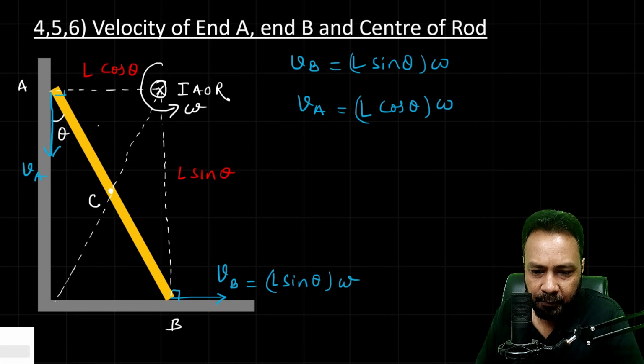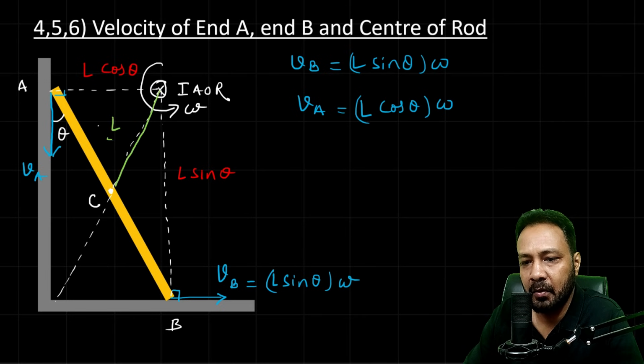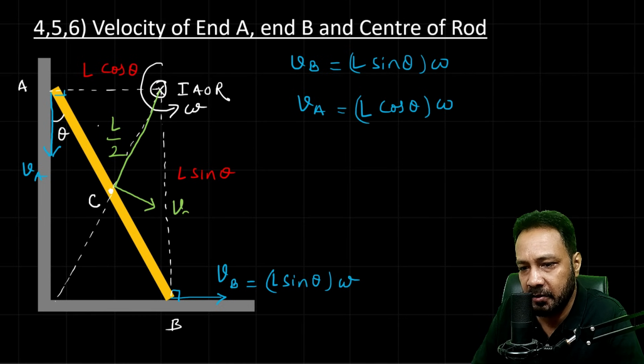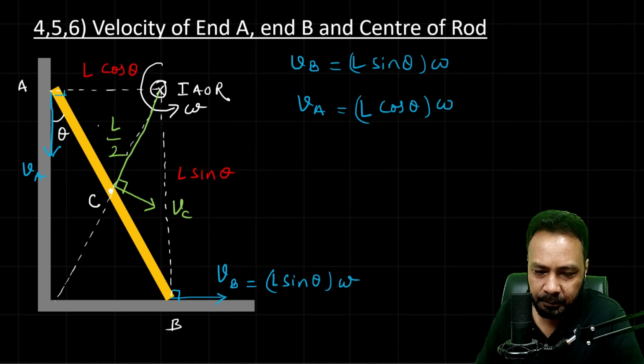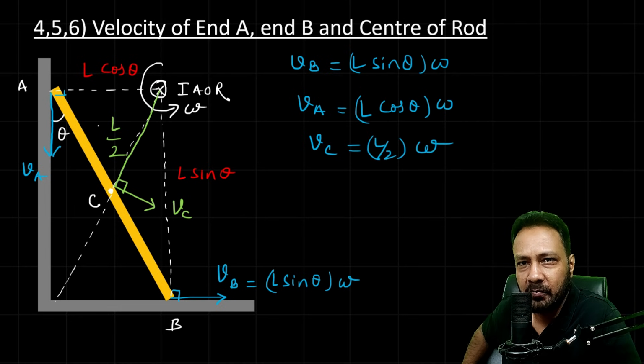And now the center. The center is obviously at a distance L by 2 from IOR. So the velocity vector of center of mass would be like this, C, VC. So how much would VC be? VC is L by 2 omega. In fact, now we can find the velocity of any point of the rod. Okay. So that we got.